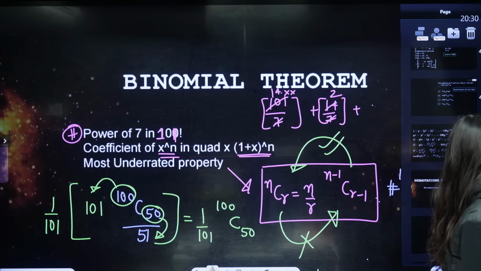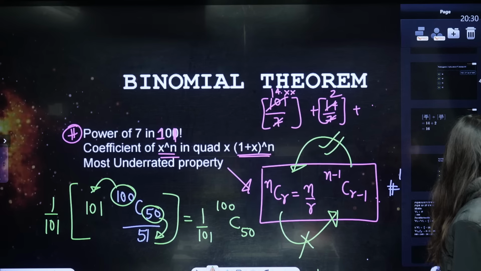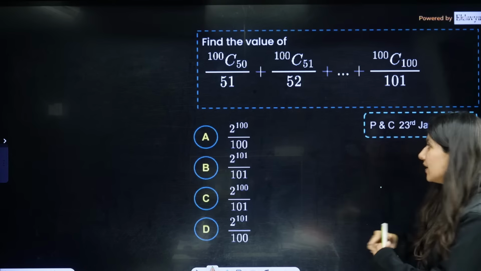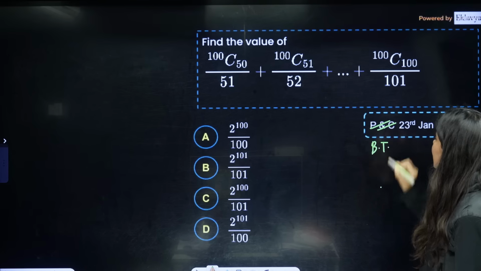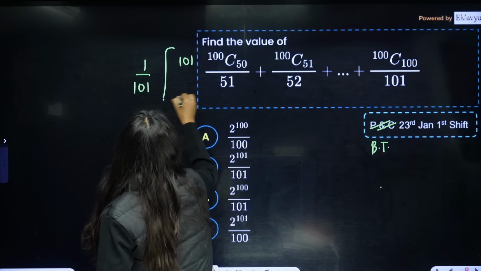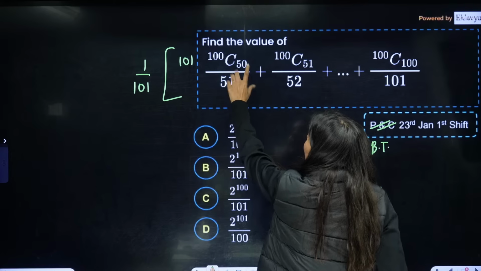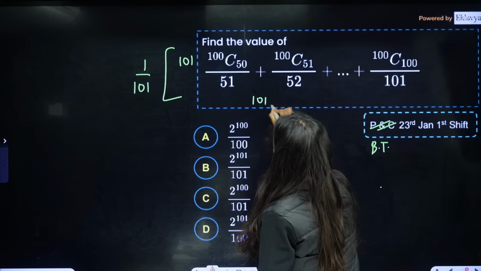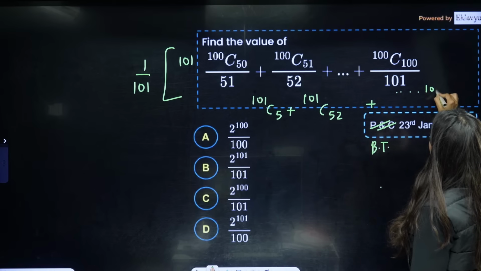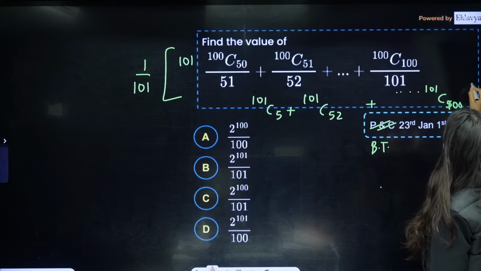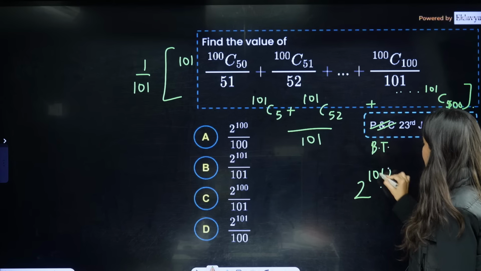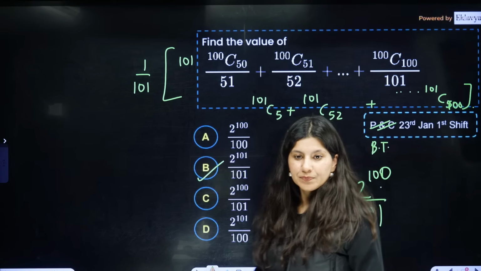Permutation and combination. This is the question I was talking about, from binomial theorem, most underrated property. 100C50 upon 51. You need to multiply by 101 and divide by 101, and eventually combine. This is n by r times (n minus 1)C(r minus 1). So this is 101C51. Again if you multiply by 101, 101C52, and finally 101C101, and divide by 101. Eventually this is half series. Half series is 2 power 100, so 2 power 100 upon 101. This is the answer. Most underrated property.